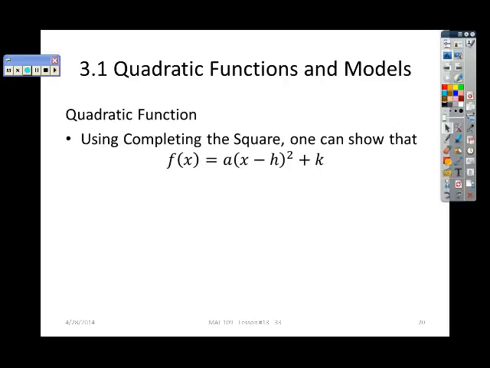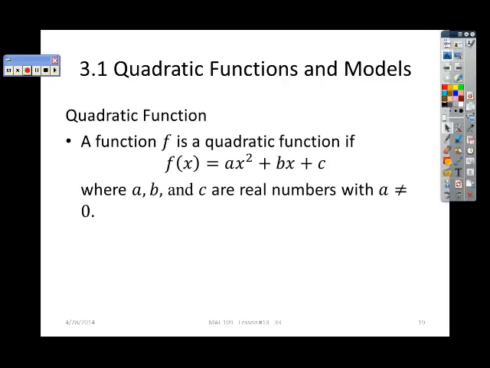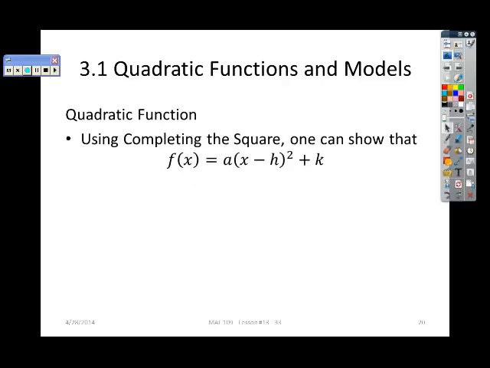Here's a particular case of that. It's still a quadratic function, but it's been rearranged. We can start from this form of writing a quadratic expression, which is the general form. And by using completing the square, we can rearrange it until it looks like this. The reason that there's some advantage to doing that is this form of writing that quadratic function allows us to very easily find out some information about that function.